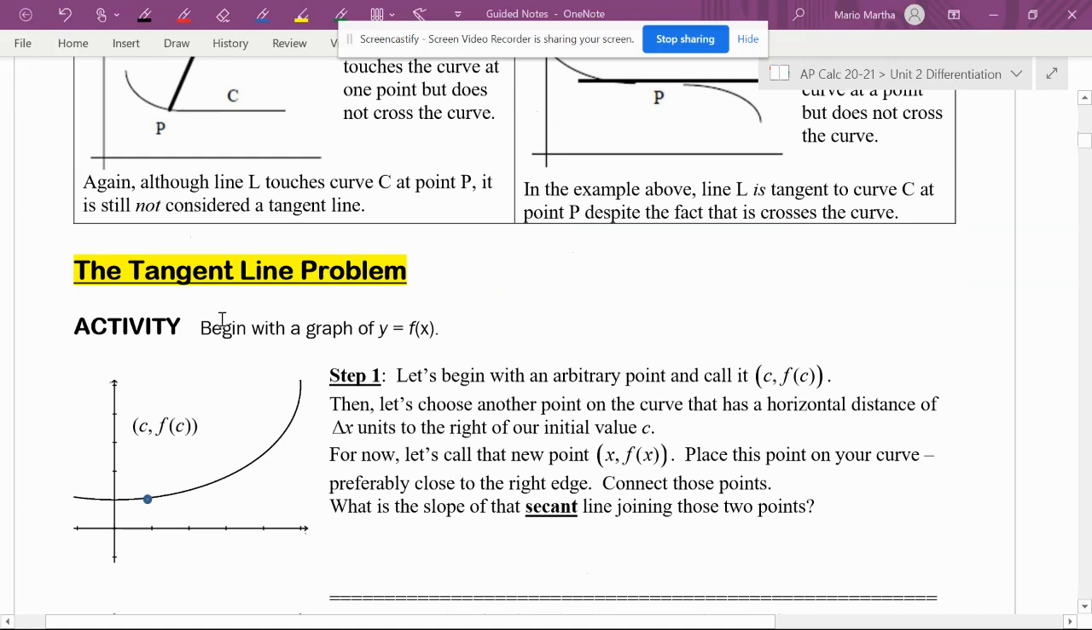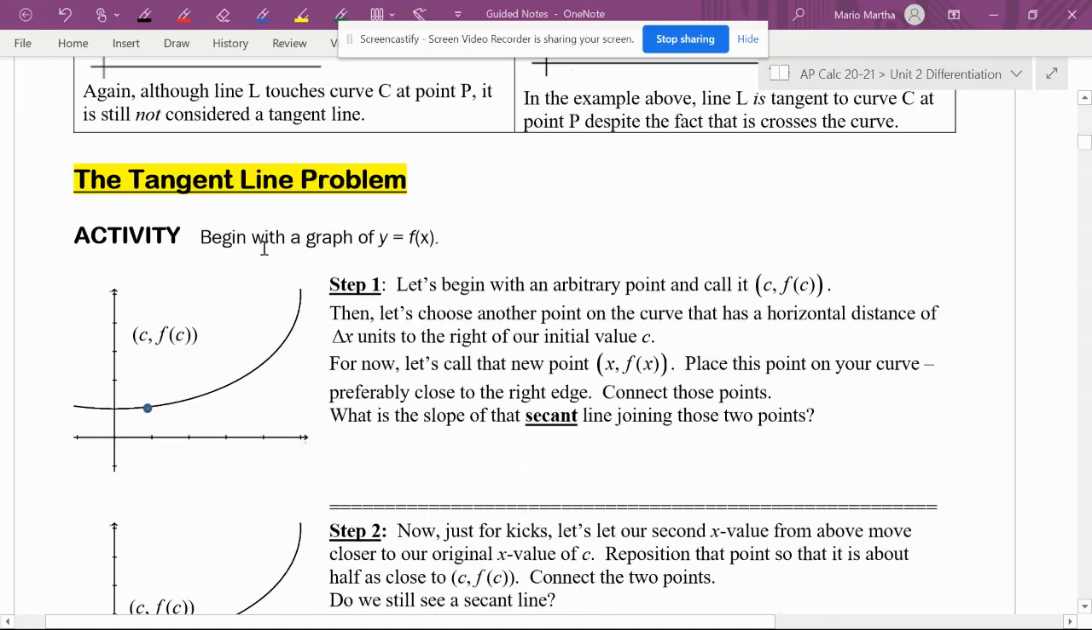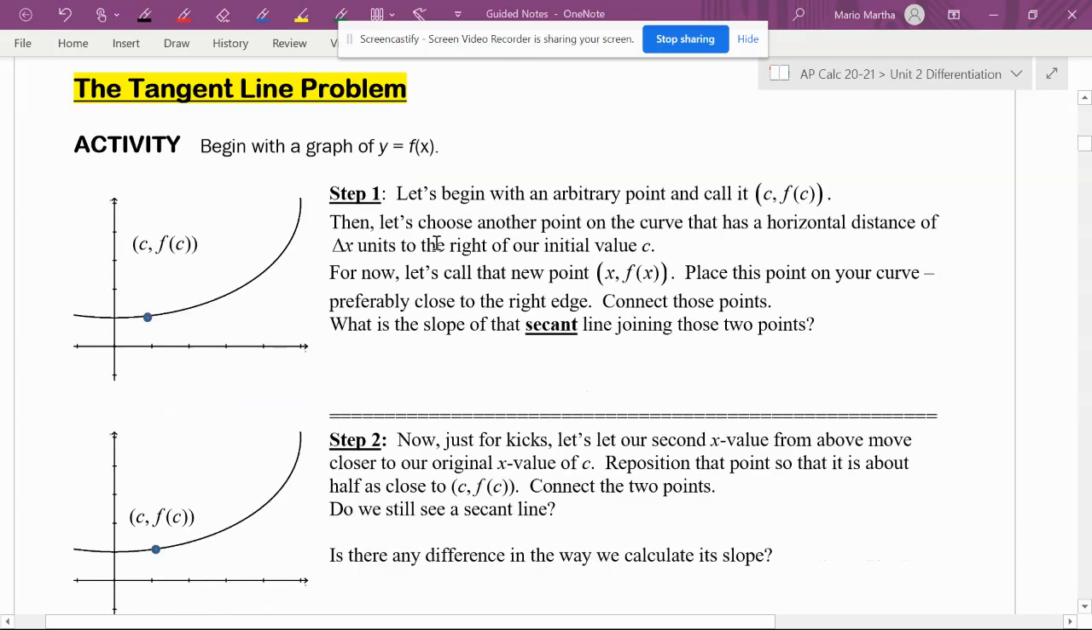So, the tangent line problem. Here's an activity for you. Begin with the graph of y equals f of x. Step one, let's begin with an arbitrary point and call it c comma f of c, which is what we have right here. Then let's choose another point on the curve that has a horizontal distance of delta x units to the right of our initial value c. So anything to the right of our initial value c, let's say our point is right here.